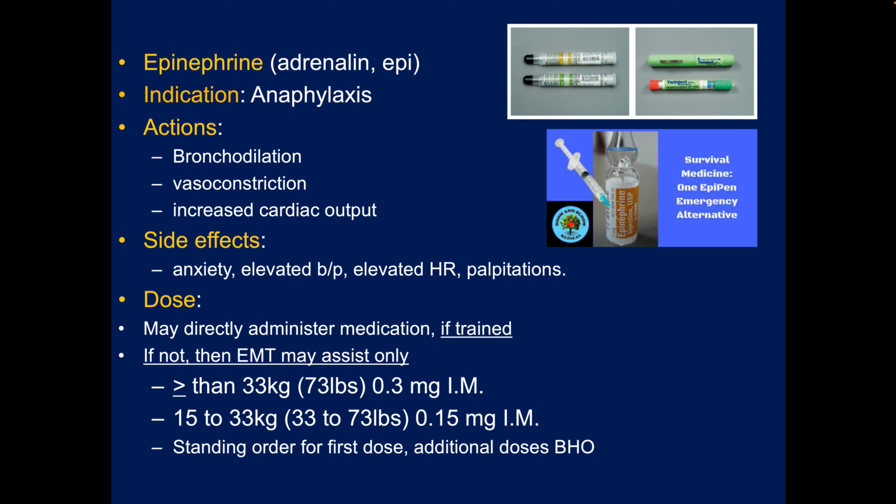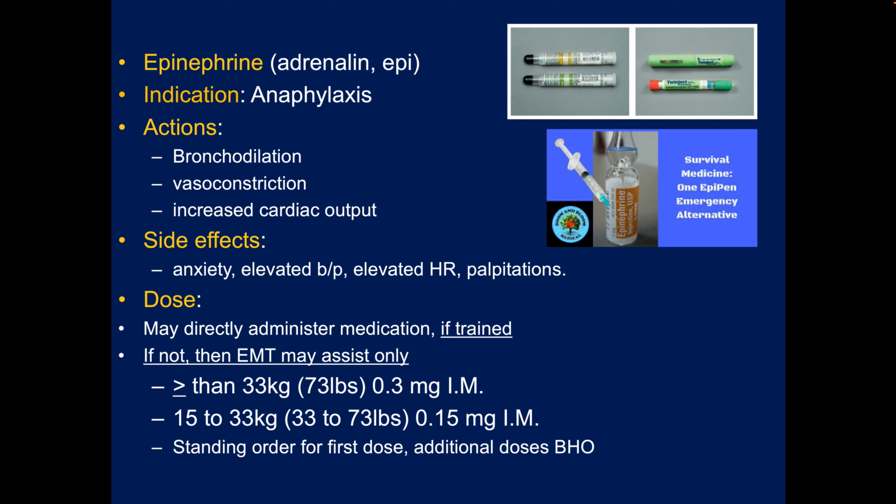Now you can see the dosing is kind of funky. It's weight-based. So if someone is equal to or greater than 33 kilograms, which is around 73 pounds, you give the full adult dose of 0.03 milligrams. It's given intramuscularly, IM, in the lateral thigh, left or right, whatever the patient prefers or you prefer. If they weigh between 15 and 33 kilograms, which is 33 pounds to 73 pounds, they're given the half dose pediatric dose, the 0.15 milligram.